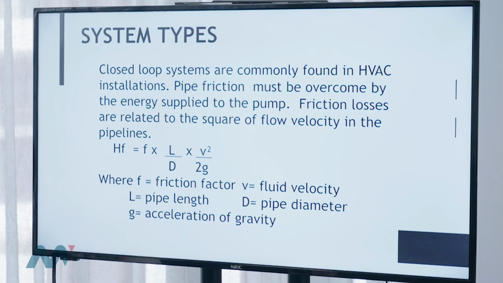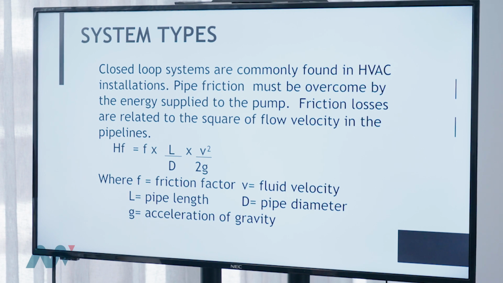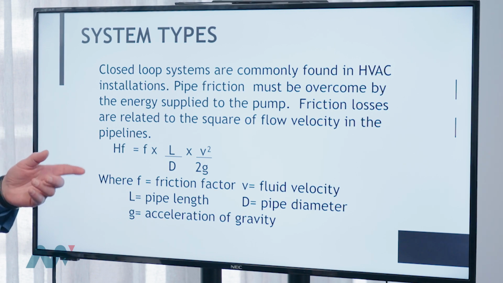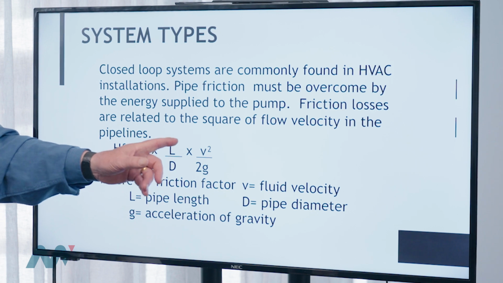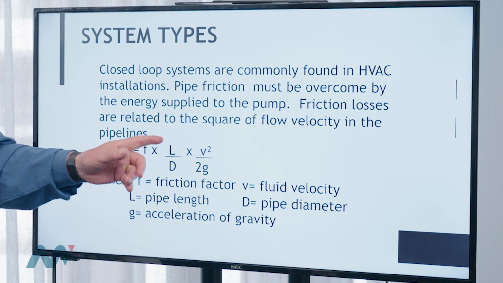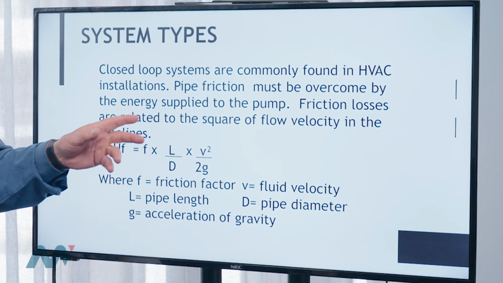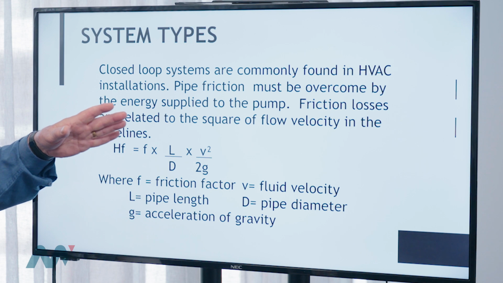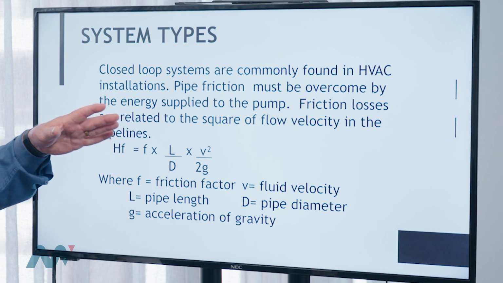So closed loop systems are often found in HVAC installations, and the pipe friction is directly proportional to V squared, the velocity through the pipework. And the system curve, usually in the friction component, is a square law curve.